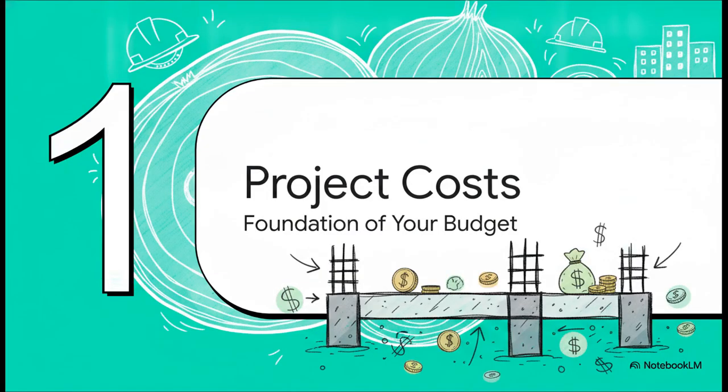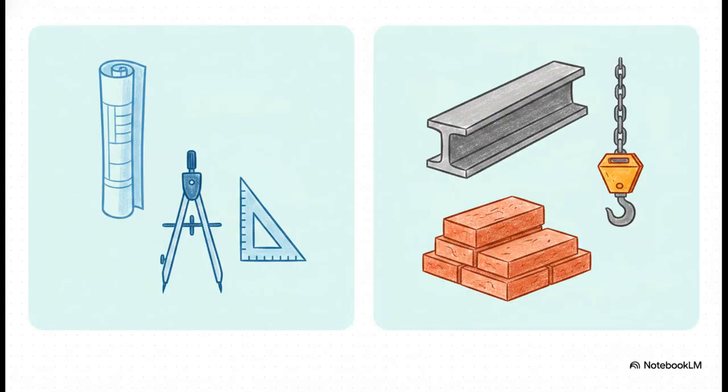Breaking down project costs, the foundation of your budget. Let's peel back that first layer and establish exactly where your money goes right from the start. What's really interesting here is how clearly your financial exposure is divided. In commercial projects, your budget is essentially split into soft costs and hard costs. Soft costs are the expenses not directly tied to physical construction, so think architectural services, consulting fees, engineering, and city permits. These can fluctuate, sure, based on local regulations or geography, but they're generally pretty manageable.